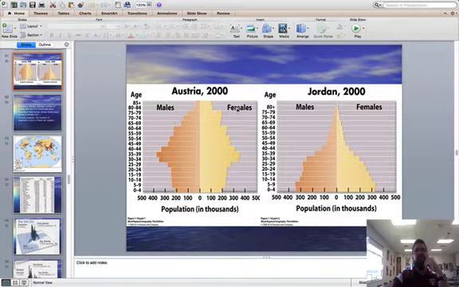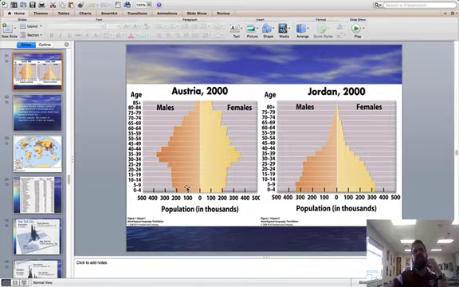So you have males on one side, females on the other. You see the age breakdown on the side, and then you see population in thousands down here. And so you can see in Austria, for example, you have more adults. You kind of have like a baby boom here. You can see these adults here aren't having as many children. It's dropping down a good amount. So this is going to be a wealthier country.